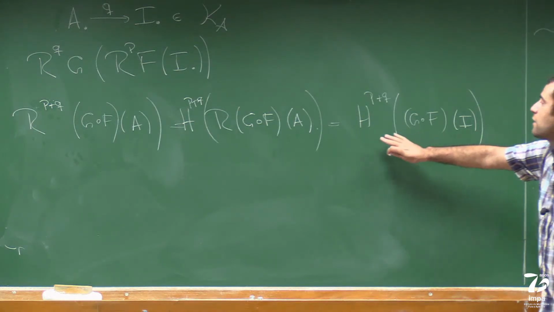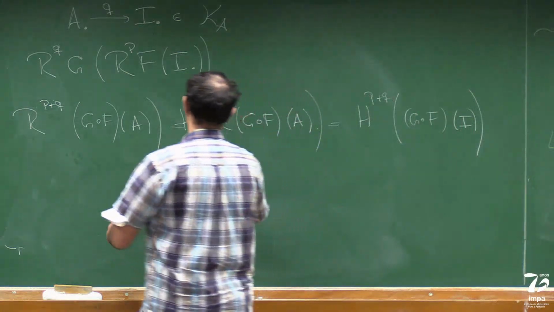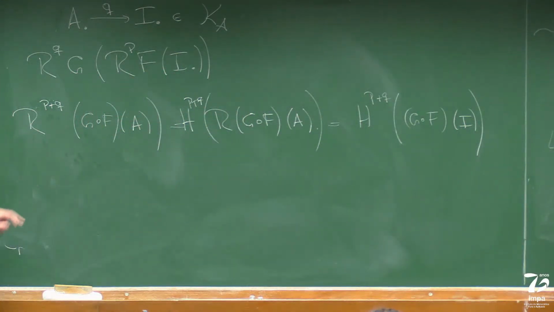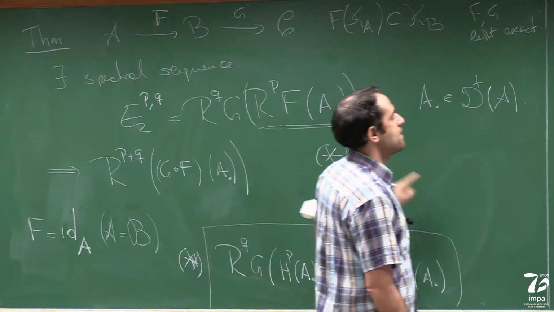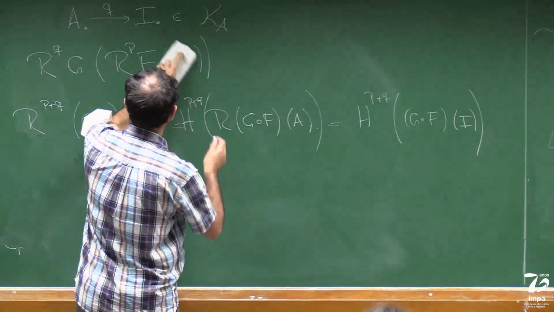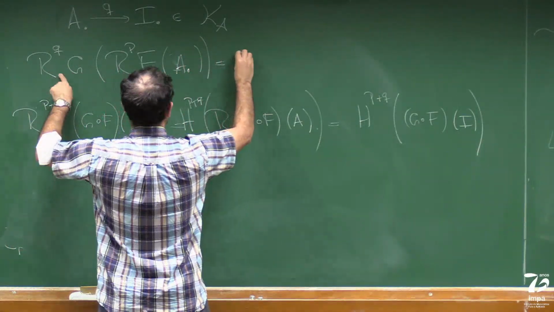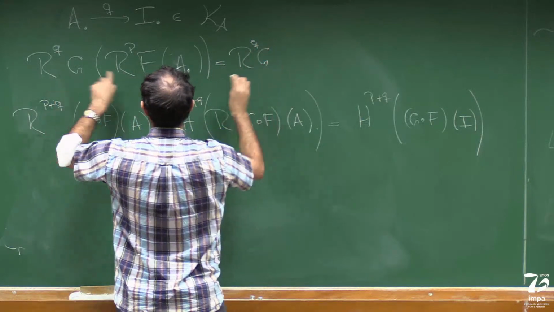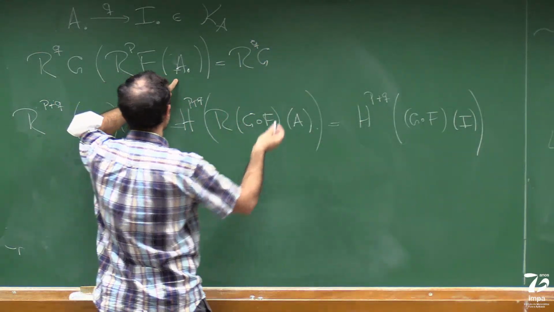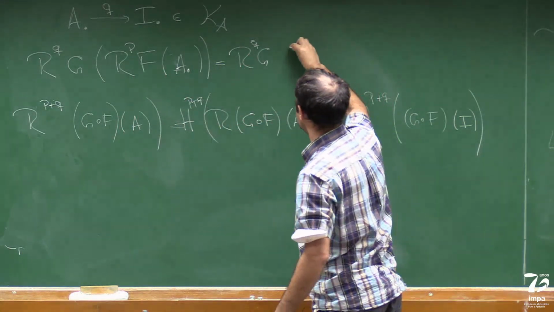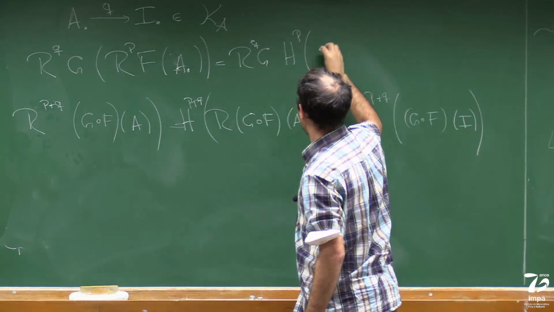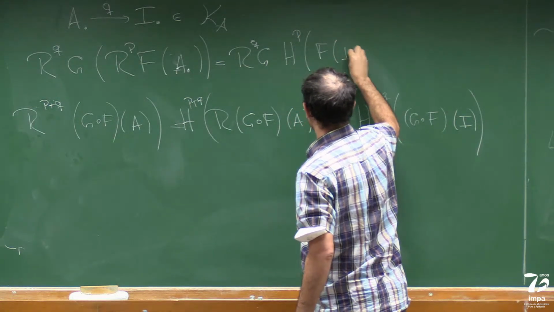Okay, so this is the definition of this R^(p+q) of that composition, and that's how we compute it. Now the other side of this spectral sequence is R^q G of R^p F of A. But then R^p F of A, let's do this again in two steps. So this is R^q G of R^p F of A, which you computed how? This is the pth derived functor of F applied to A, and this is the same thing as the pth homology of F applied to I.